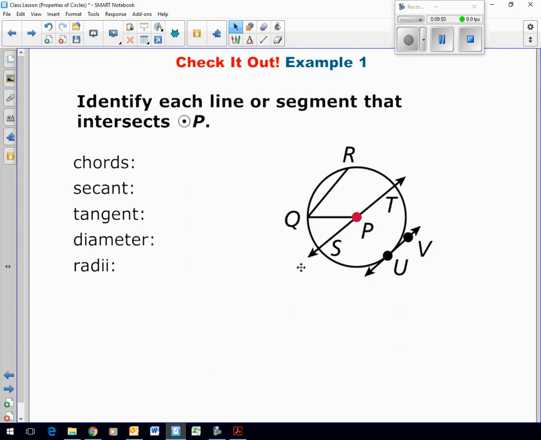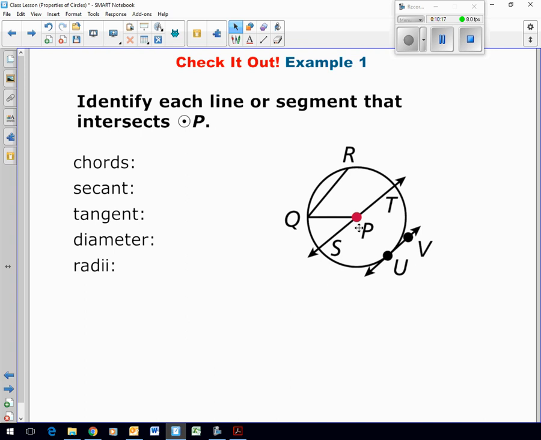Is ST a chord? Yes. Let's get used to this, guys. If it's a diameter, it has to be a chord. You hear me? You might want to write that one down. If it's a diameter, it has to be a chord. One more time. If it's a diameter, it has to be a chord. All right?